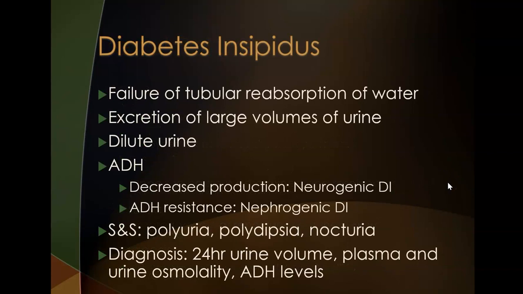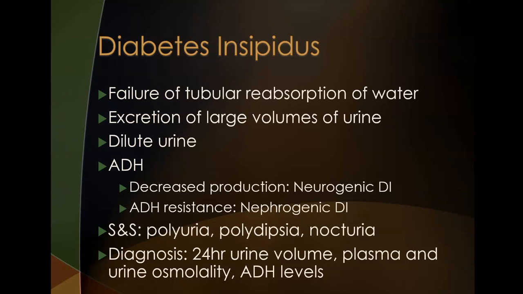And we have diabetes insipidus. So diabetes insipidus is different than diabetes mellitus, different name. This one is a failure of tubular reabsorption of water and an excretion of large volumes of urine, and you have a really, really dilute urine.